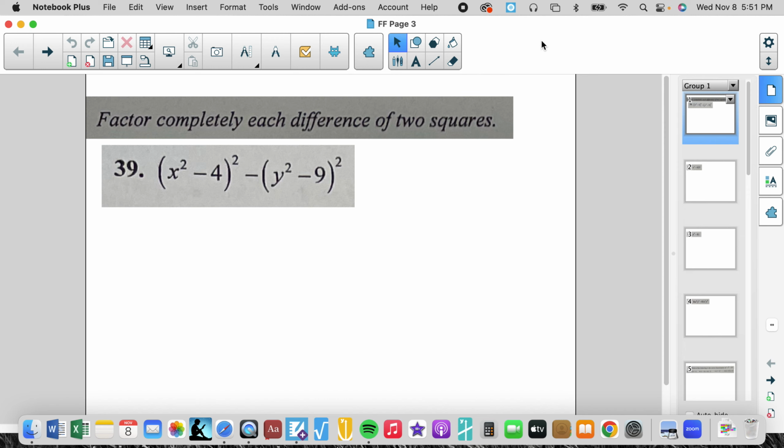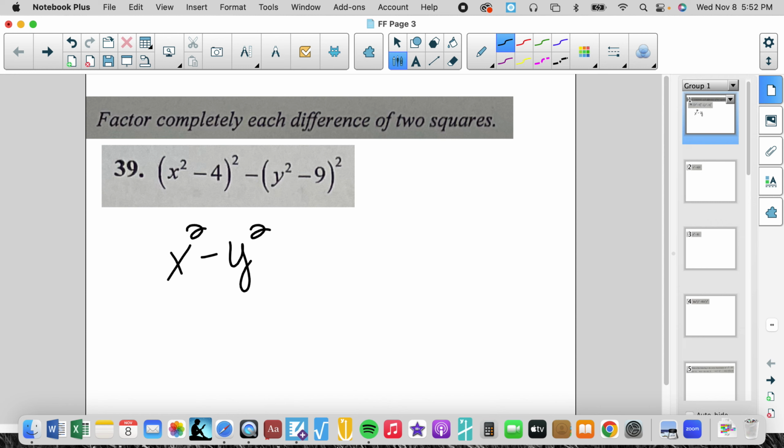Factor Fest, page 3. Page 3, and it jumps into high gear right now. This is the difference of squares. So remember, we can look at this as if this is x squared minus y squared, where x is going to be representing x squared minus 4, and y squared is going to be representing y squared minus 9.